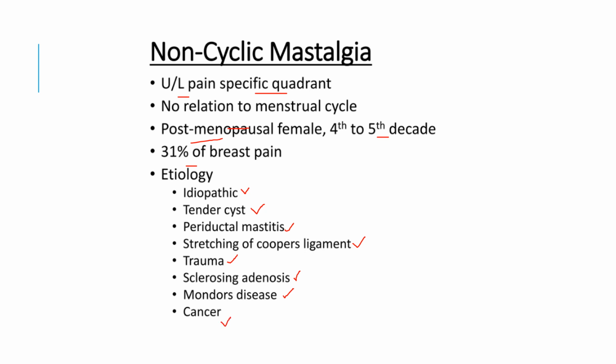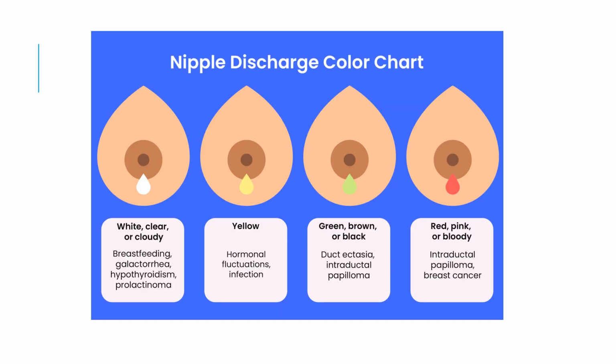So you have to get alarmed. You have to investigate the patient. After the clinical examination, you have to go for imaging if needed, and if there is suspicion, you have to go for histopathology or cytologic examination. So that was about mastalgia.